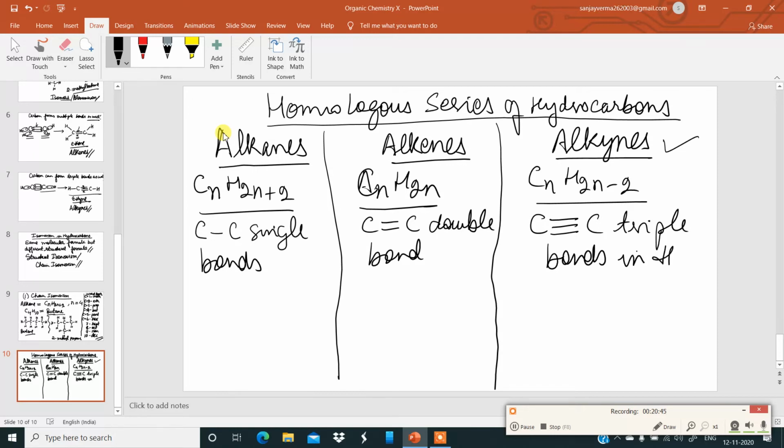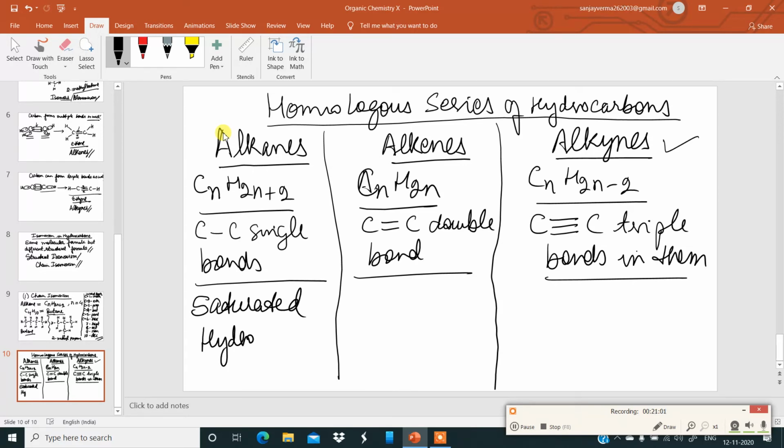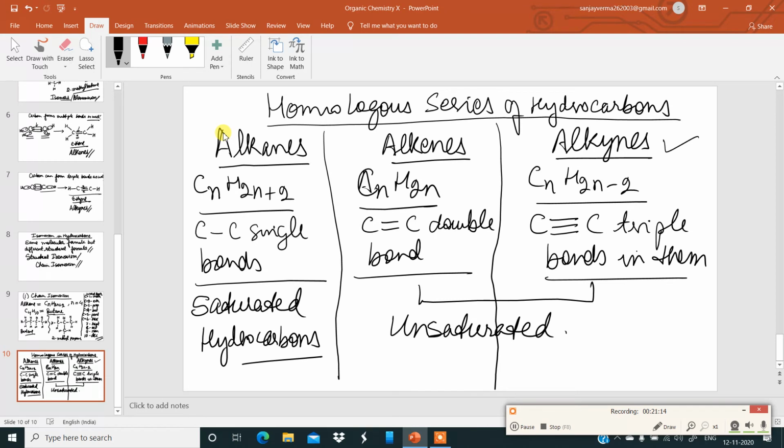Now, please make a note that alkanes are saturated hydrocarbons. Alkanes are what? Saturated hydrocarbons. Whereas alkenes and alkynes are unsaturated hydrocarbons. Okay. Now, let us go in detail.